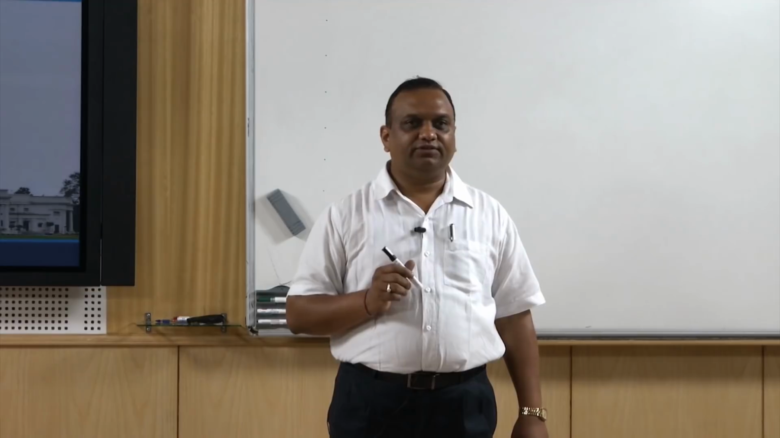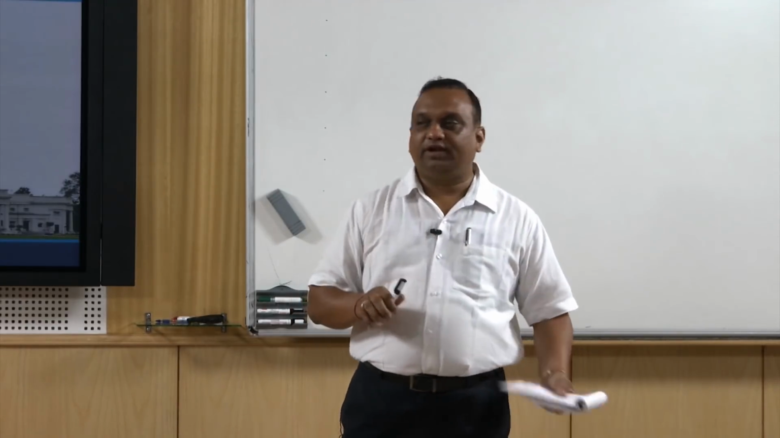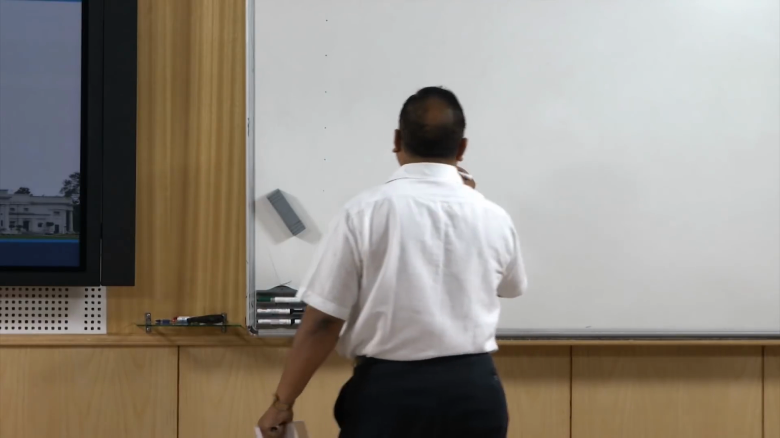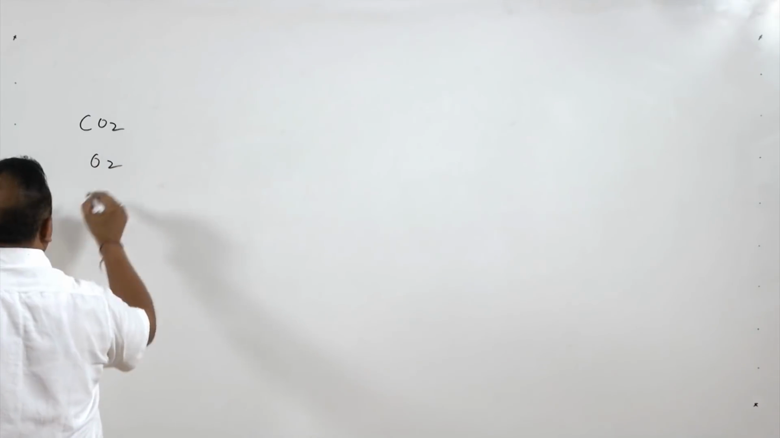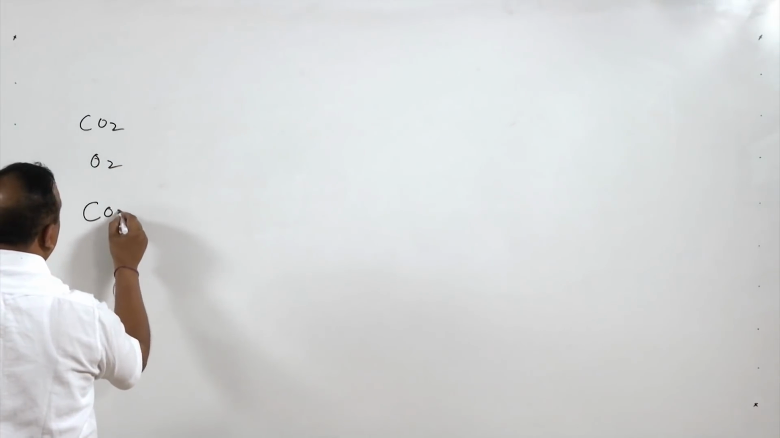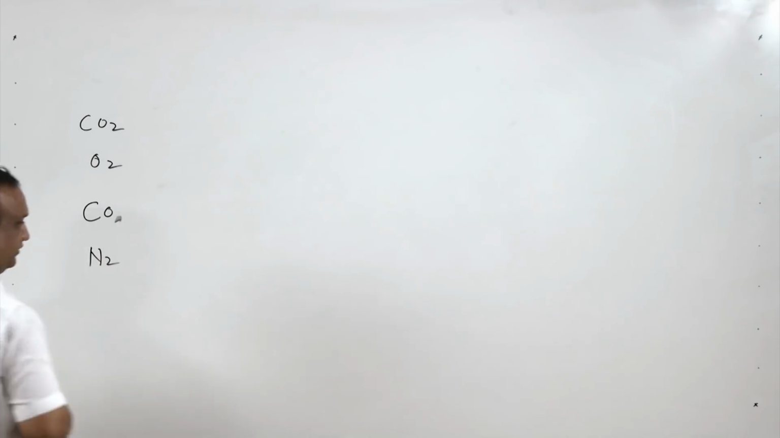Now, flue gas analysis is very important because with its help, you can directly find how much air has been used in burning the fuel. In flue gas analysis, mainly the amounts of carbon dioxide, oxygen, carbon monoxide and nitrogen are found. Nitrogen is by balance, right?